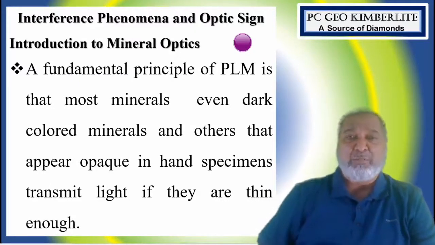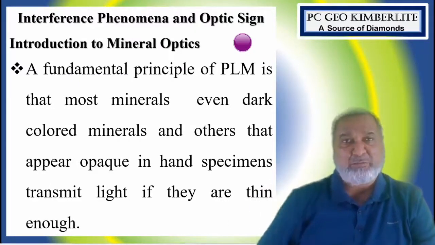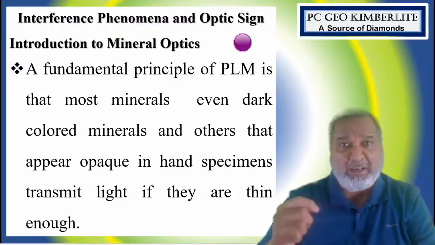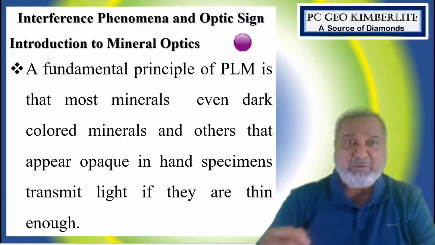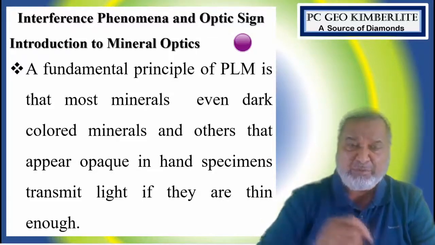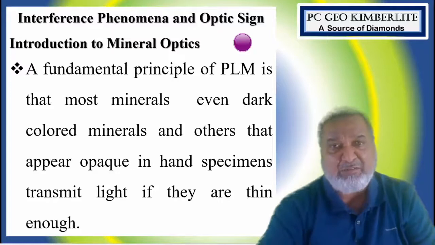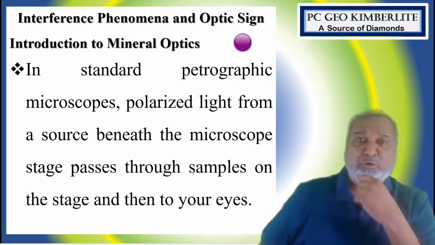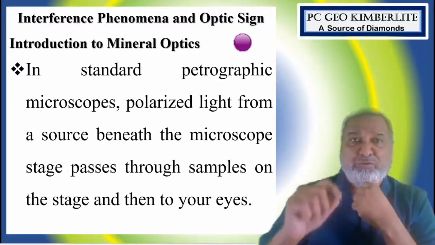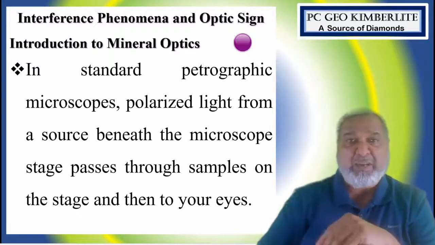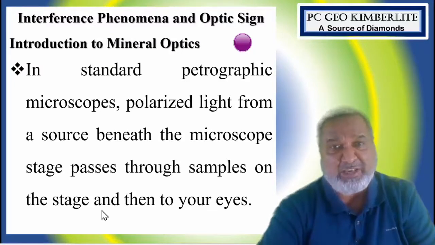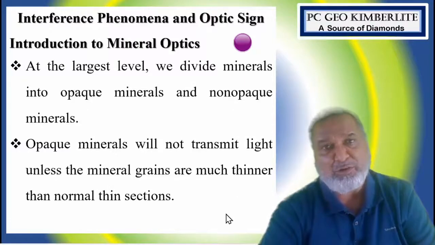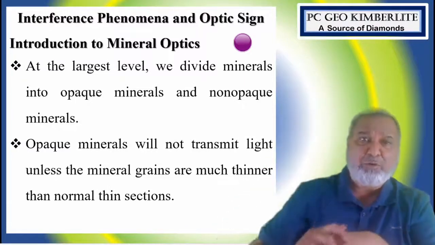A fundamental principle of PLM is that most minerals, even dark colored minerals and others that appear opaque in hand specimens, transmit light if they are thin enough. In a standard petrological microscope, polarized light from a source beneath the microscope stage passes through samples on the stage, and then you see it with your eyes. That is the way the light is transmitted.